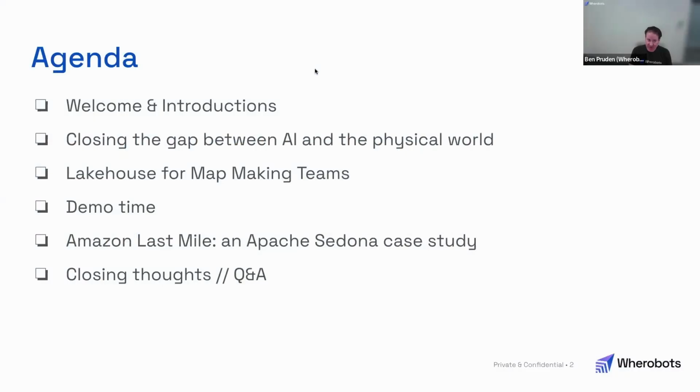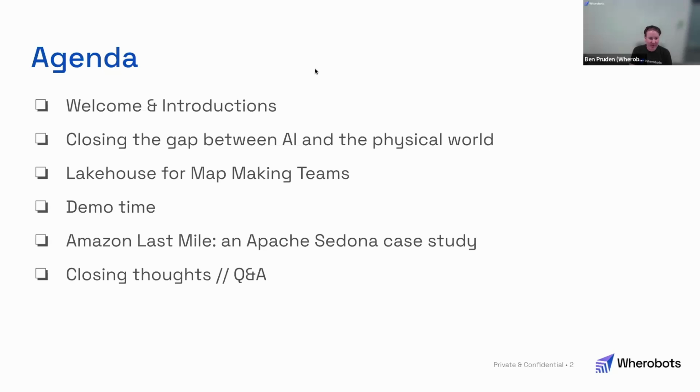This is our agenda for today. Obviously, we're welcoming you, welcome everybody. We're going to be talking a little bit about where we see the world headed and the need of closing the gap between AI and LLMs and the physical world. We're going to be talking about the Lakehouse architecture for map making teams. Daniel's going to jump into a really cool example workflow demo of how you go about applying Wherobots and Sedona to solve this type of use case, together with a number of other open source technologies that we're actively working on, Apache Iceberg in particular, and Parquet for data formats. We'll go into a little bit of a case study.